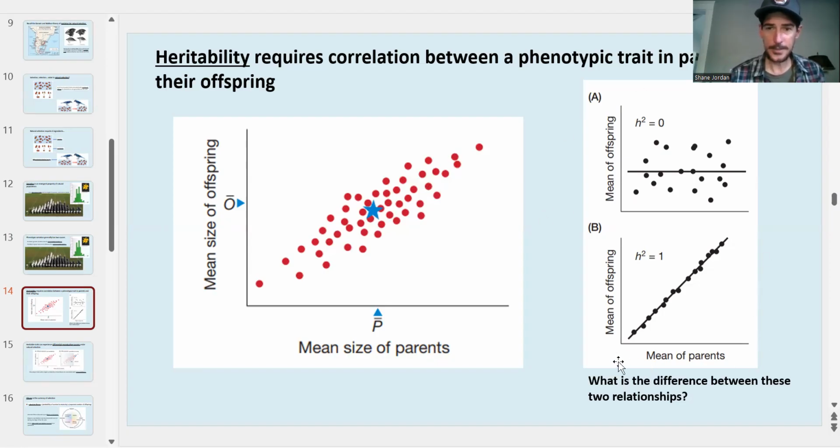And basically, if a trait is heritable, then we tend to see a pretty tight one-to-one relationship between the mean trait value of parents and the mean trait value of offspring. And we tend to signify heritability with this variable called h squared.